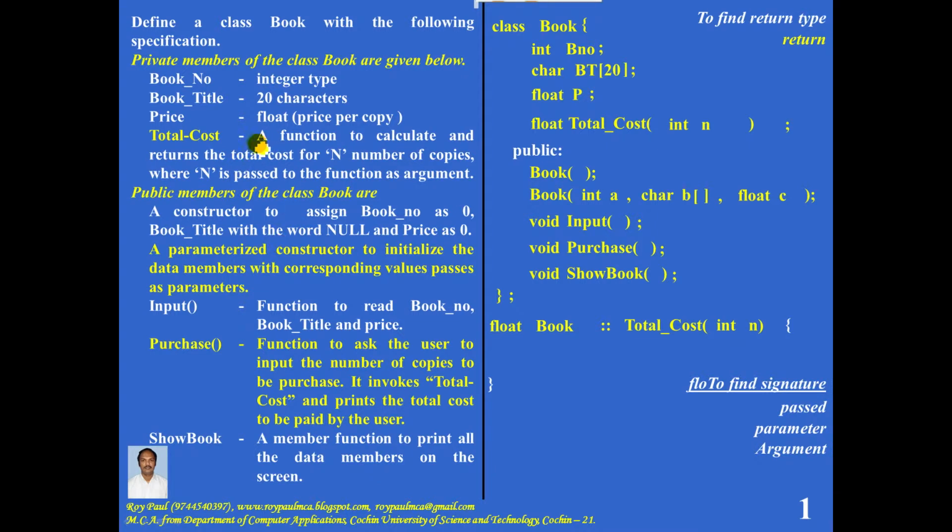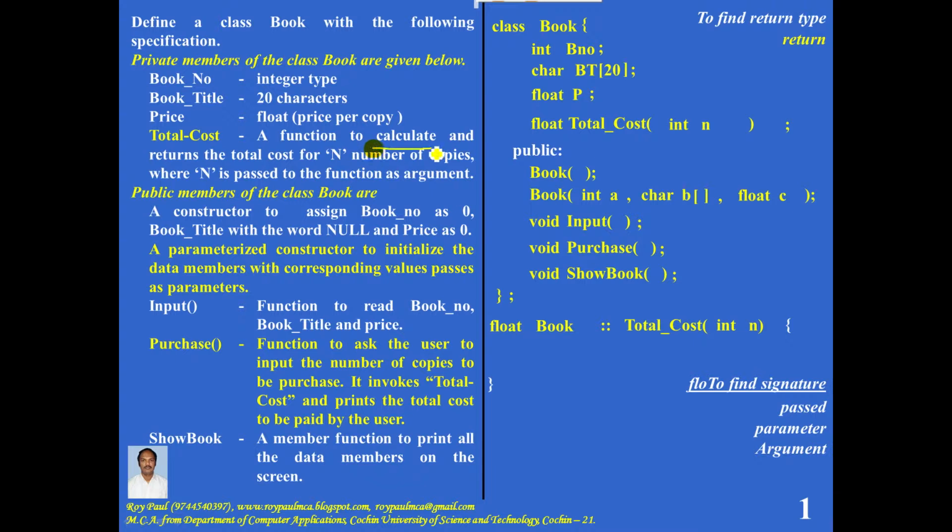Read the explanation. A function to calculate and return the total cost for n number of copies. So inside this function, you should first calculate the total cost for n number of copies. After calculating the total cost, the answer should be returned. So inside this function, two things are there to be done. One, calculate the total cost for n number of copies. Two, after calculating the answer, you return the answer.